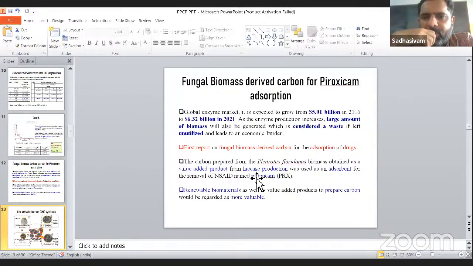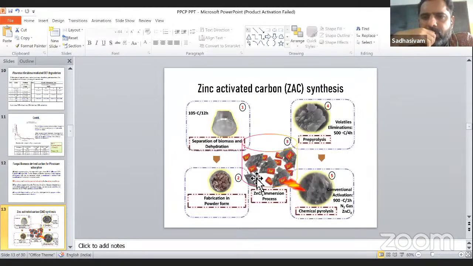Number 5. In addition to that, once we prepare the carbon, it is placed in zinc chloride. So what is the purpose of placing the carbon in zinc chloride? When you put the carbon prepared from the biomass under zinc chloride, it will open up the pores in the carbon.